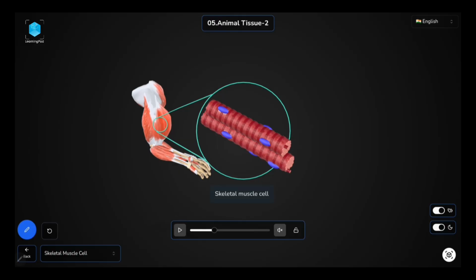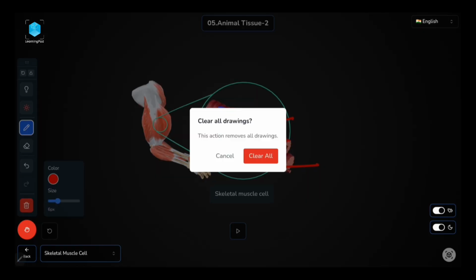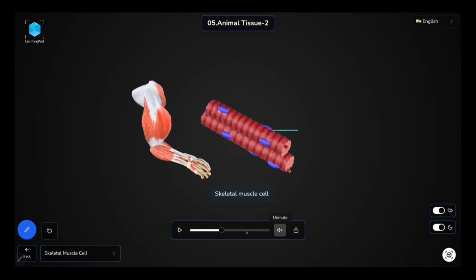Now if we look at skeletal muscles, the muscles are cylindrical. You can see how they are cylindrical, and they are not branched, and they are multinucleated. You see many nuclei present in the skeletal muscle. Skeletal muscles have light and dark bands. These are called striations.